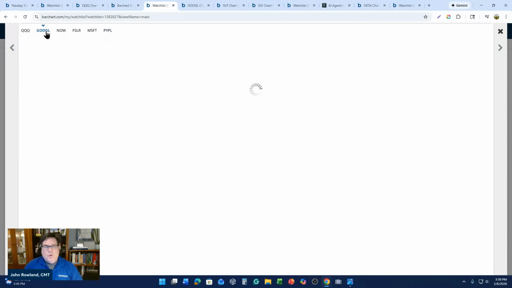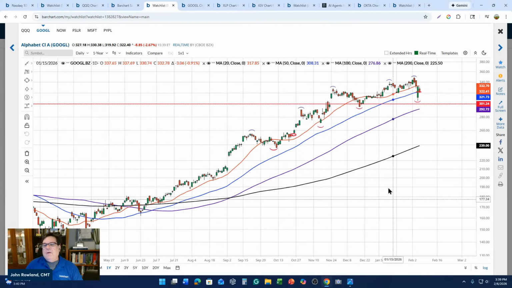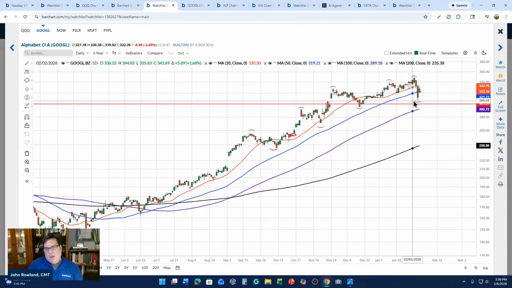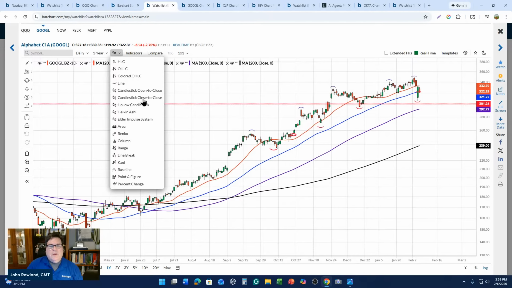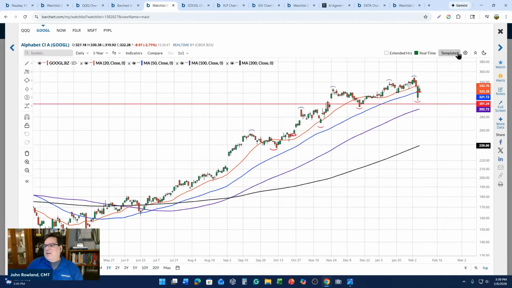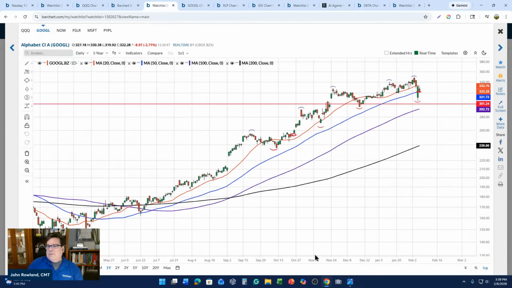So here's your Google. Now, what is interesting about this one, and it's difficult to see here, well, first of all, my candles are open to close and not close to close. So that's why you see a green candle. But let me change this to close to close. I got to change it up here. Excuse me. Then I got to reset.